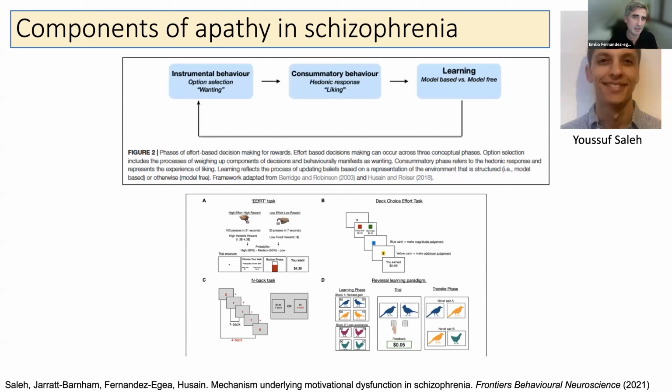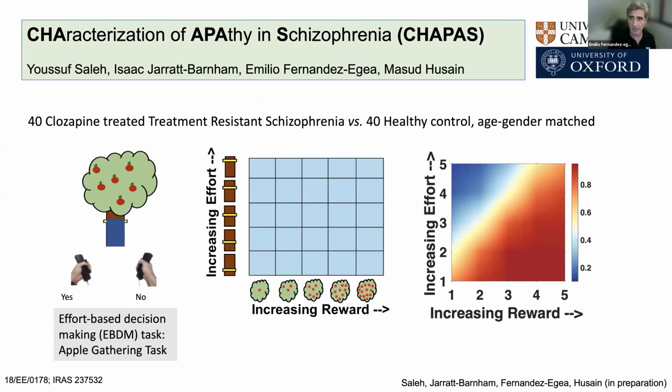Going back to the idea, how can we measure this apathy? How can we understand the apathy, and how can we do some tasks to understand the apathy? And with Joseph, also from Masood Hussain's team, we have just published this review about the different models, the different tasks that can be used for assessing cognitively the different components of the apathy. And we actually have also finished a study using this effort-based decision-making task.